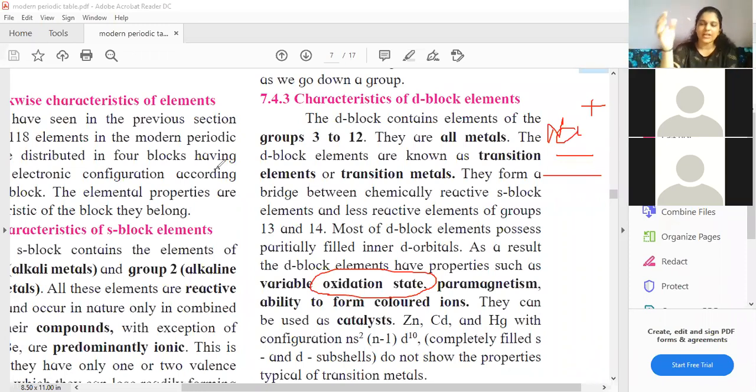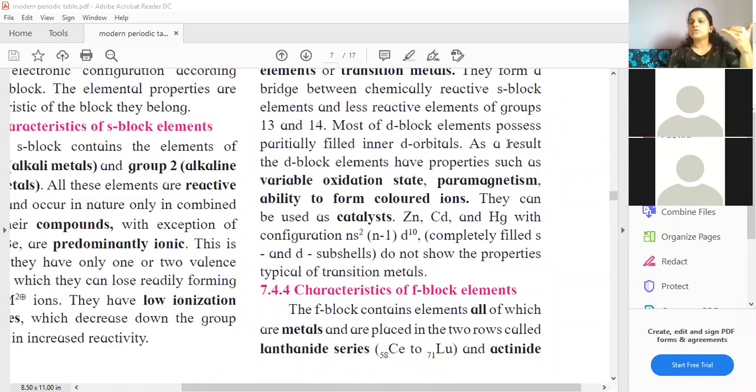Like one element, see, in case of sodium, it can show only +1. But the elements present in the D block can show many oxidation states. If it is there in your redox chapter, somewhere there would be a table where they have given variable oxidation states, so you can have a look at it once. The point to remember from here is that because your D blocks have inner filled D orbitals, a lot of electrons are available, so variable oxidation states can be seen.